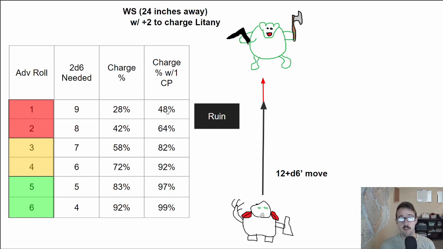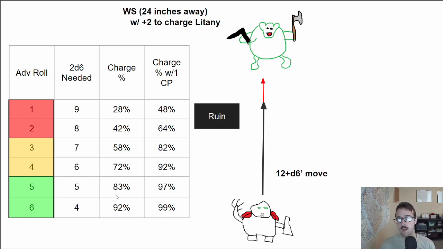Or I could honestly just spend another CP and reroll my advance roll. That's another big benefit that the White Scars have over the Blood Angels. Or maybe I roll a 3 and a 4, which gives me an over 80% chance of success if I'm willing to use a CP. Or if I get a 5 or a 6, it gives me an over 80% chance of success on the charge without using a CP.